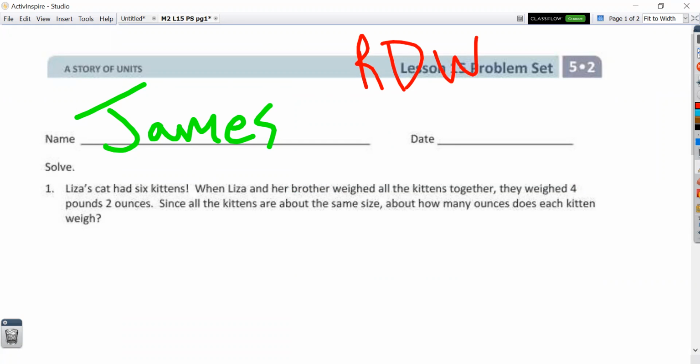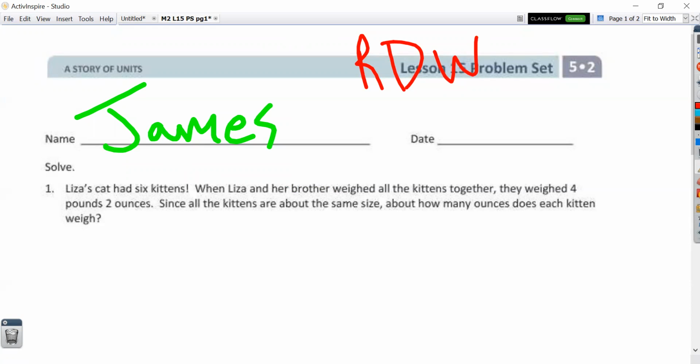Liza's cat had 6 kittens. And when Liza and her brother weighed all the kittens together, they weighed 4 pounds, 2 ounces. Since all the kittens are about the same size, about how many ounces does each kitten weigh?